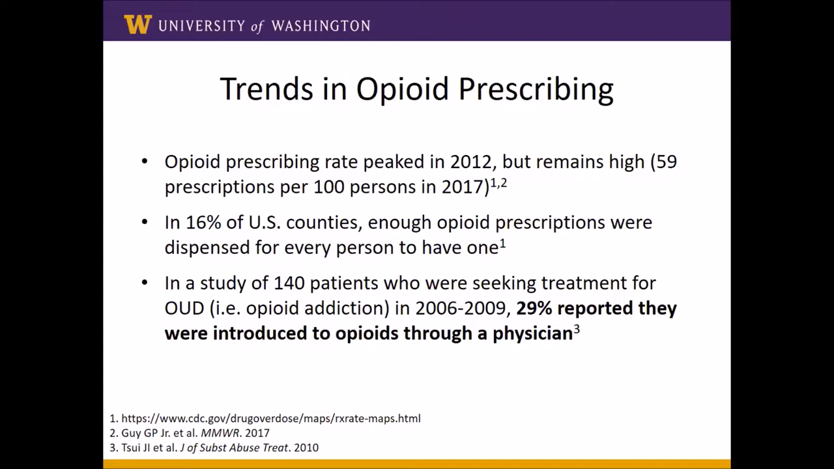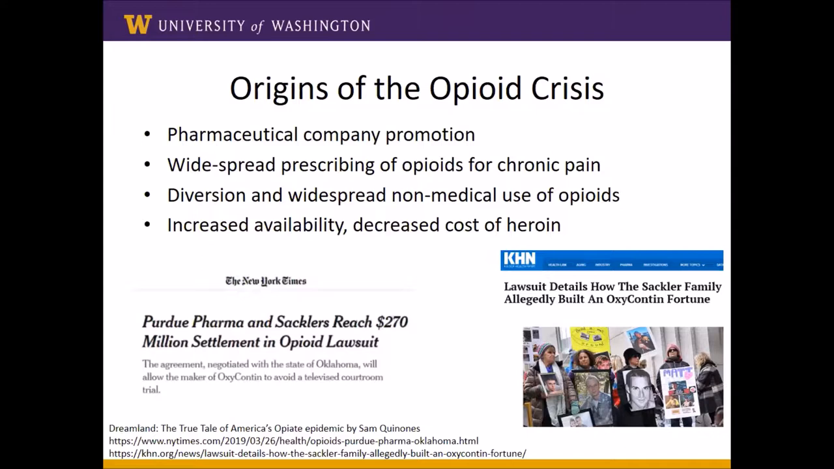So there's now considerable national attention to the origins of the opioid crisis and the role that the pharmaceutical companies have played in promoting sales of opioids for chronic pain, as well as the role physicians have played in overprescribing. In addition, increasing availability of heroin and diverted pharmaceutical opioids have contributed to the opioid crisis.